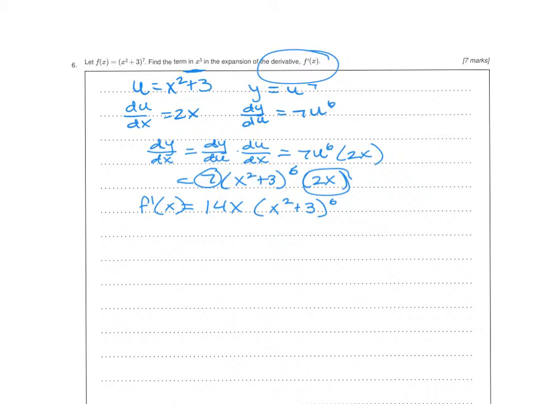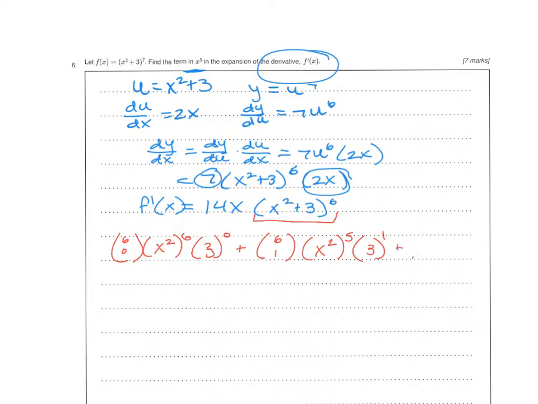So let's just remember how to do an expansion here, and I'm just going to start by focusing on this part. When we expand that, we would start with 6 choose 0, then the a term to the 6th, and then the b term to the 0. And then the next one would be 6 choose 1, the a term to the 5th, the b term to the 1st, and so on.